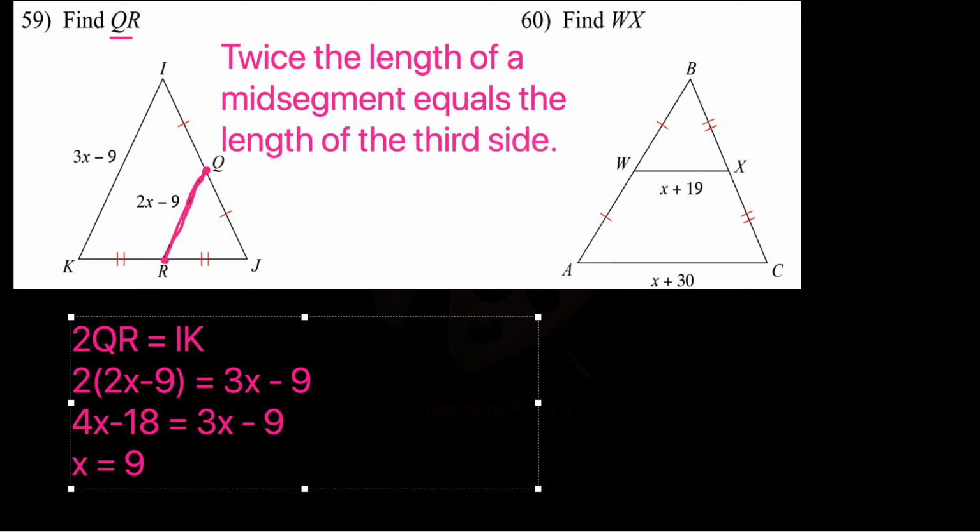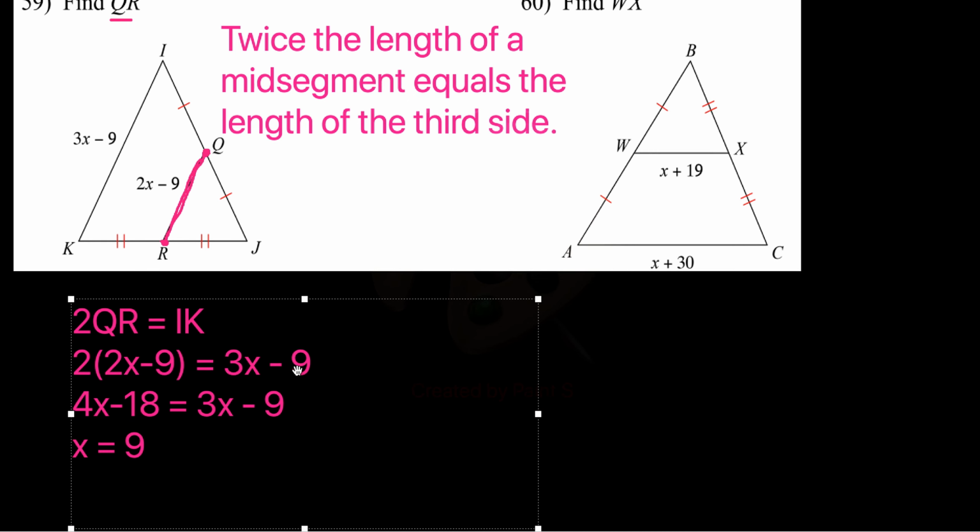Now, you're not done yet because all you did was solve for x. You wrote this first equation using this theorem. You said twice this length, twice 2x minus 9, has to equal this length, 3x minus 9. And that gave me 4x minus 18 has to equal 3x minus 9. I solved it for x. You should take your time, make sure you get the correct value for x. X is indeed 9. Now, after you have that, you want to find out what QR is.